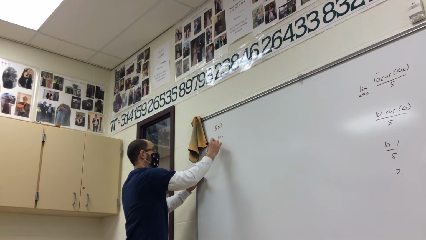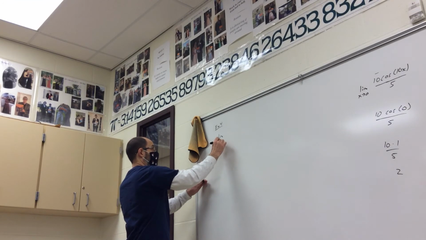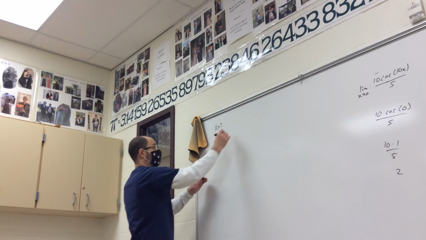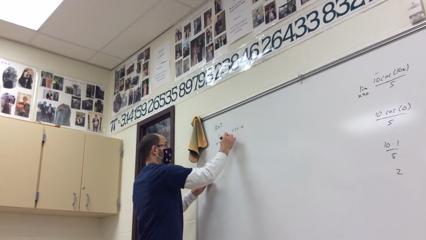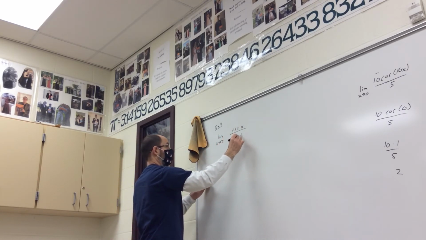The limit as x goes to pi of cosecant x over 1 plus cotangent x.